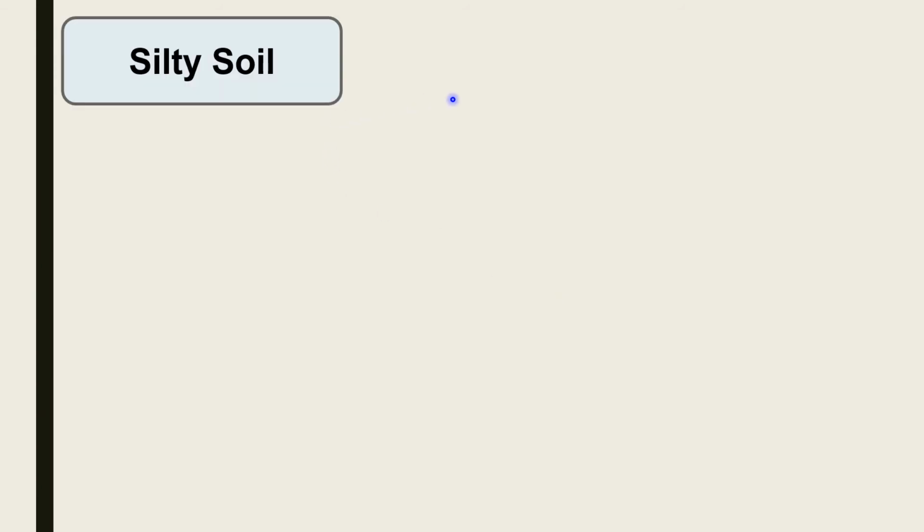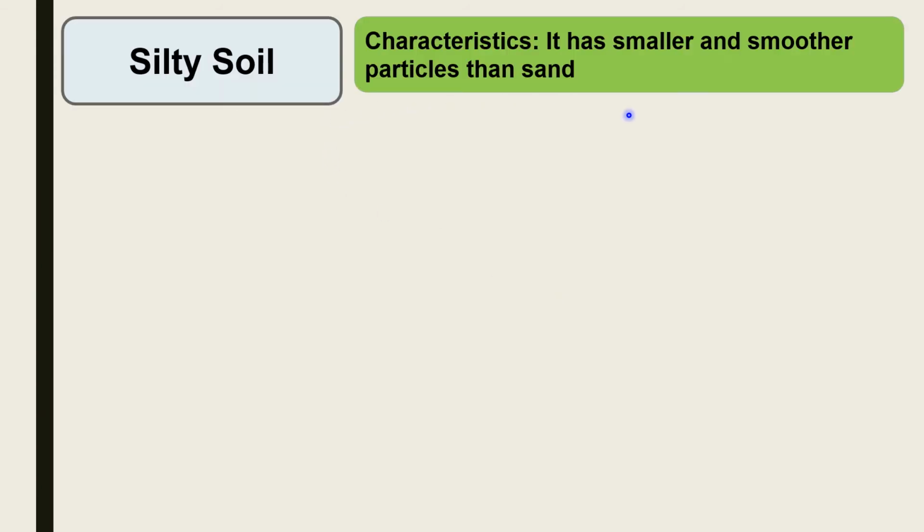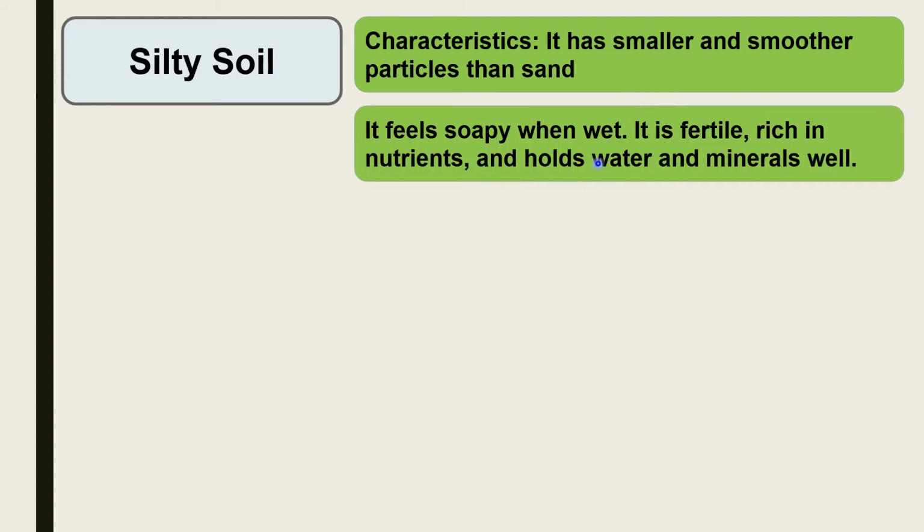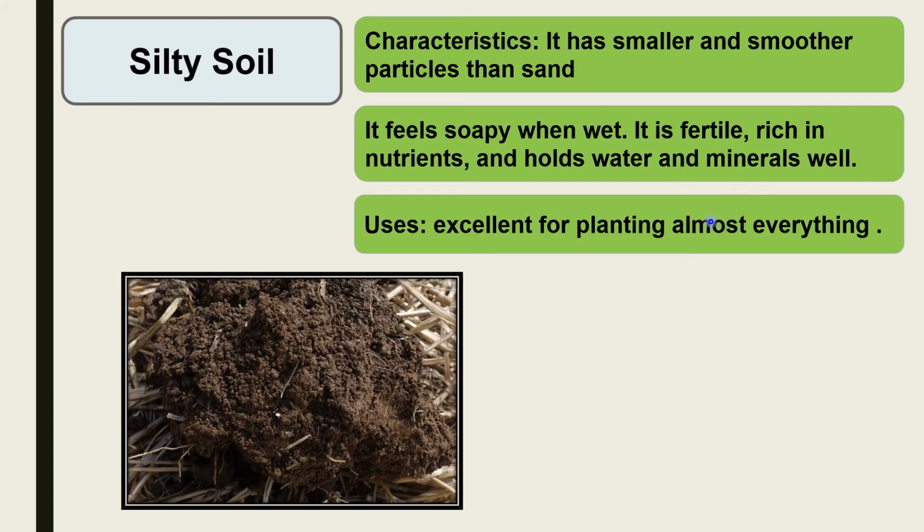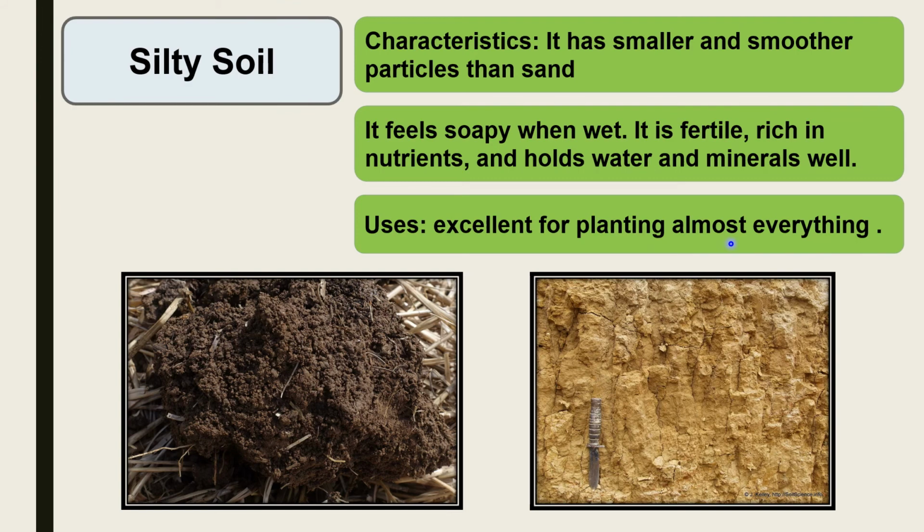Silty soil, another form of soil. Its characteristic is that it has smaller, smoother particles than sand. It will be soggy when wet. It is fertile, rich in nutrients, and holds water and minerals well. It's excellent for planting almost everything. Okay? So the difference between loam soil and silty soil: loam soil is good for gardens, while silty soil is for planting crops.